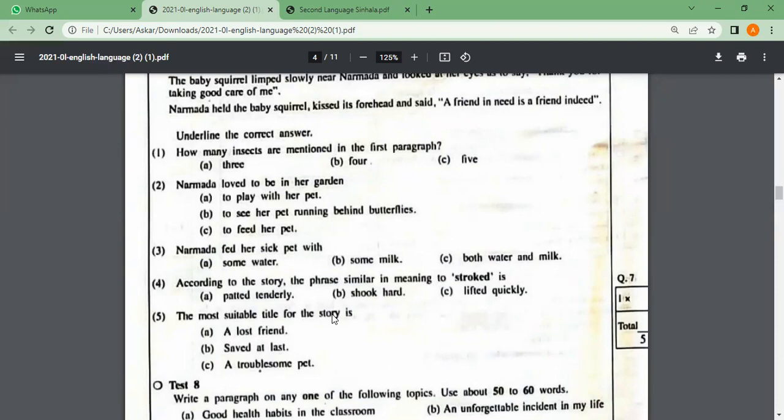That means patted tenderly, shook hard, or lifted quickly. What do you mean by that? Patted tenderly is the correct one, because to touch or handle in a tender or loving manner, affectionately patted by the baby on the head. So we call it stroke. So the most suitable title for the story is: A Lost Friend, Saved at Last, A Troublesome Pet. Saved at last. So I will mark it and go on to the next one.